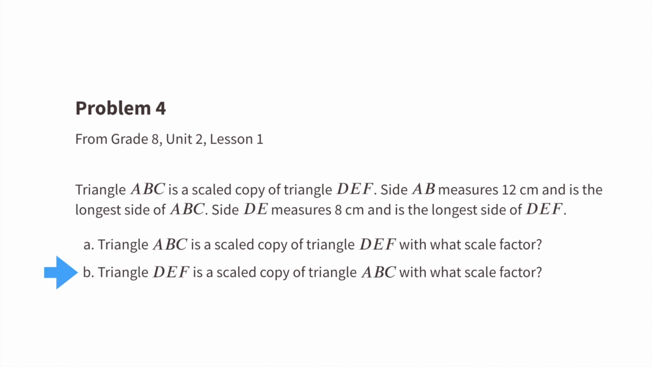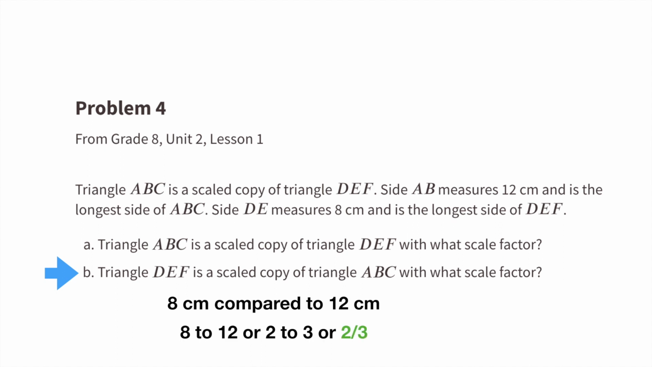B. Triangle DEF is a scaled copy of triangle ABC with what scale factor? 8 centimeters compared to 12 centimeters. That's the same as an 8:12 ratio. An 8:12 is the same as 2:3 or 2/3. The scale factor would be 2/3.